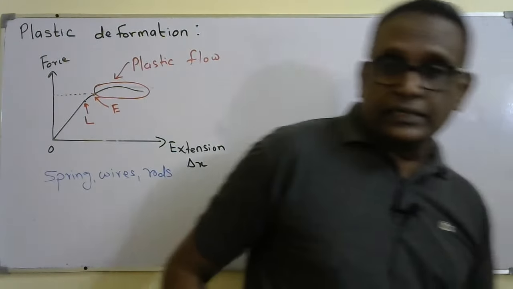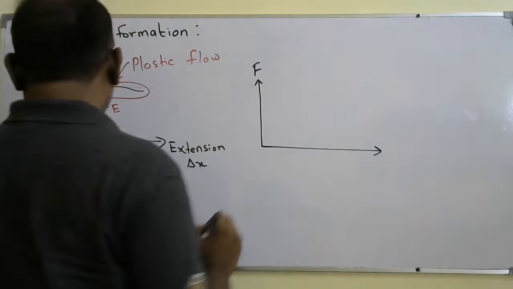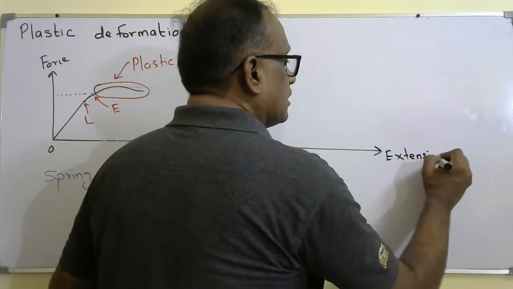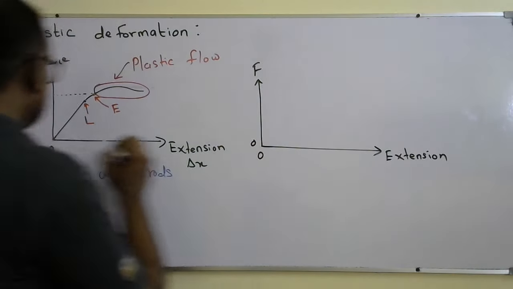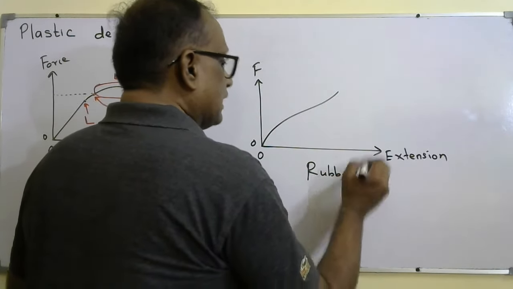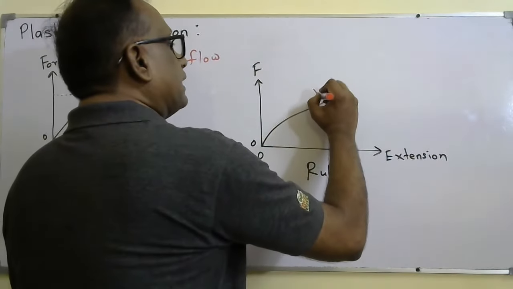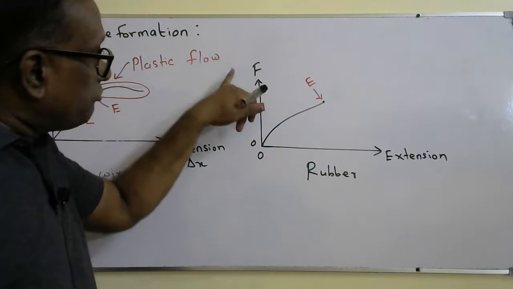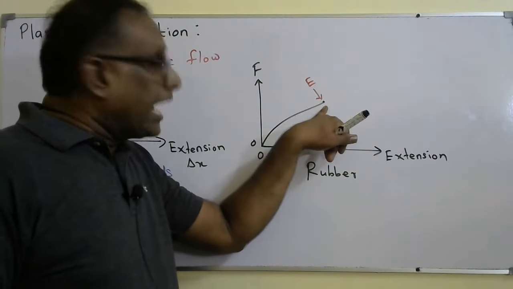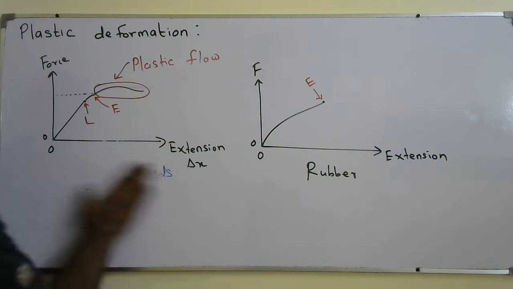But there's a material, rubber, that shows elastic deformation up to a limit of force, but it never shows a straight line portion. It does not have any limit of proportionality. So this is for rubber. The graph will be something like this. This is for rubber. It has an elastic limit, but it does not have a limit of proportionality. Rubber never obeys a rule such as force is directly proportional to extension. That is not true for rubber, but it has an elastic limit. When you remove the applied force, it will return to the original shape. This is for springs.